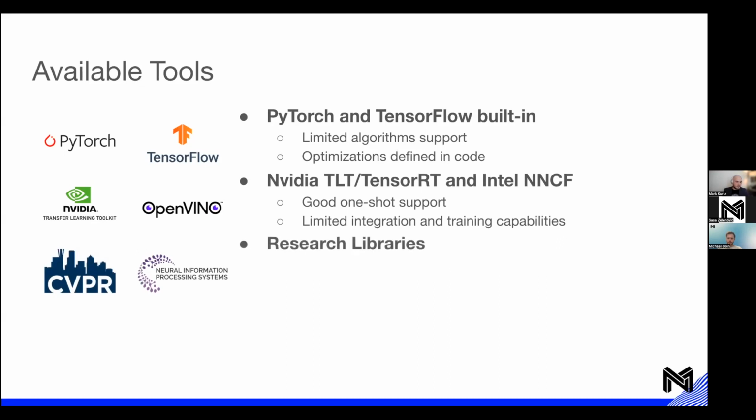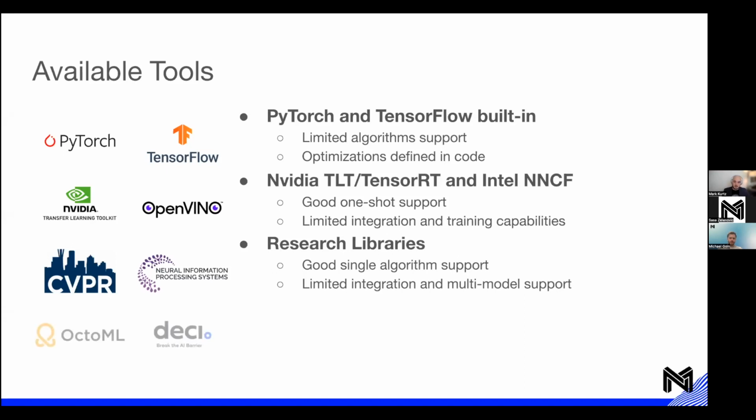And then additionally, you have research libraries. For these research libraries, there's generally good single algorithm support. So for example, pretty much any of the new pruning research or quantization research that's coming out, it'll get open source, but only implemented for that specific algorithm and only implemented for the specific models that were released with the research paper. So there's limited integration and limited multi-model support.